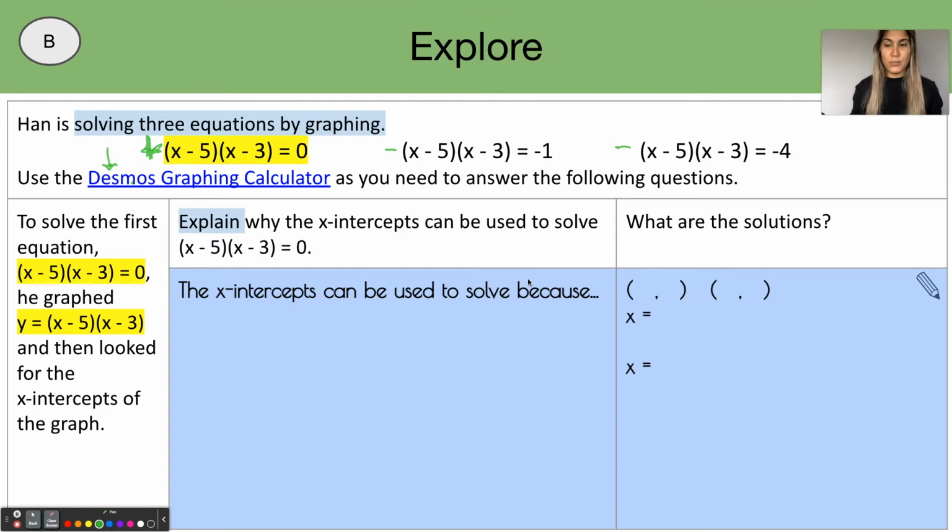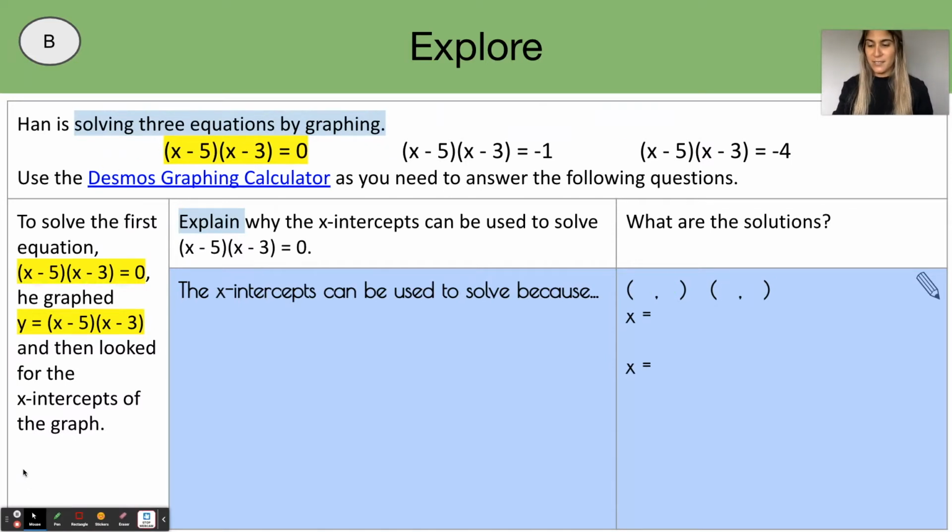What are the solutions? When I graphed, I saw that my solutions were (3, 0) and (5, 0). Remember, we can also write this as x equals 3 and x equals 5. So I see that I have 2 solutions. Okay, let's go ahead and do one example. Remember, you can always pause this in between exercises to work on the ones that you have in your class.